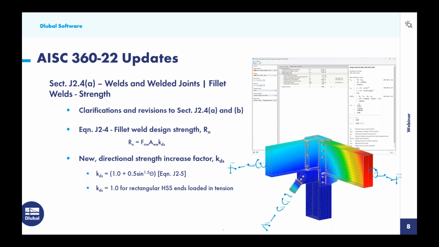The main reason is because we have adjusted equation J2-4 for fillet weld design to now include this directional strength increase factor K sub ds. K sub ds is calculated according to equation J2-5 unless we have a rectangular HSS, and in that case this value should be set to 1.0. We will see this reflected in what we call the design check details in RFEM that you see over here on the right hand side for all fillet welds.